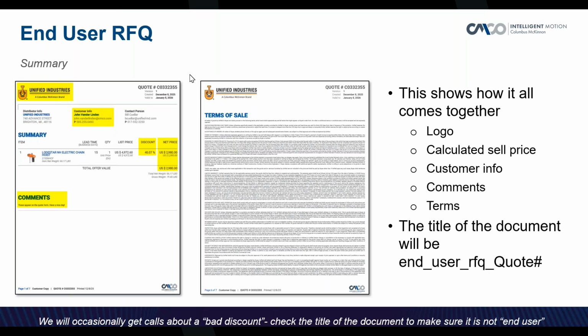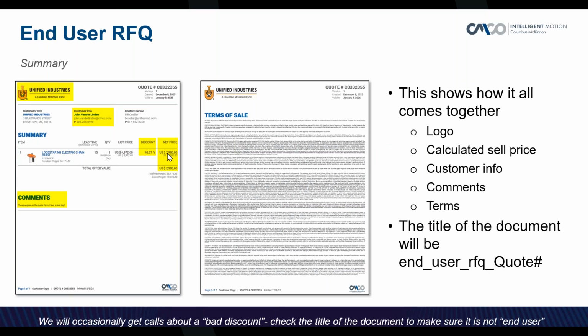And occasionally someone will say, John, I've got a 45% discount, not a 40% discount, or certainly not a 40.07% discount. And they'll think that Compass is giving them the wrong discount. In reality, it's possible that maybe you've actually printed the end user RFQ when you were looking for the channel partner discount. So just be aware of that.